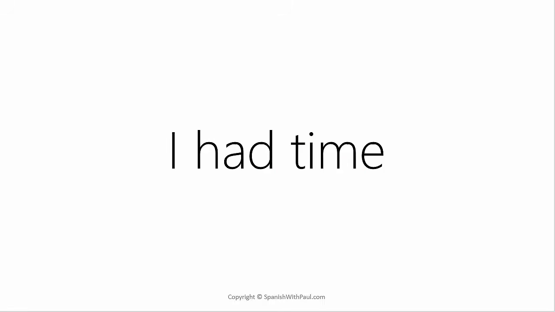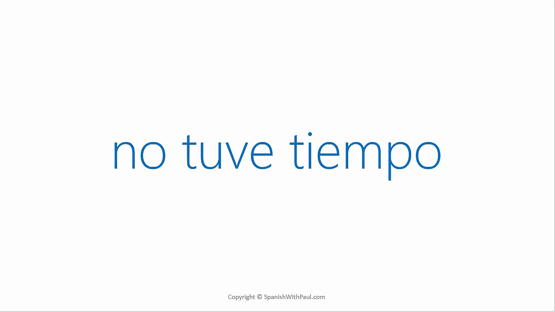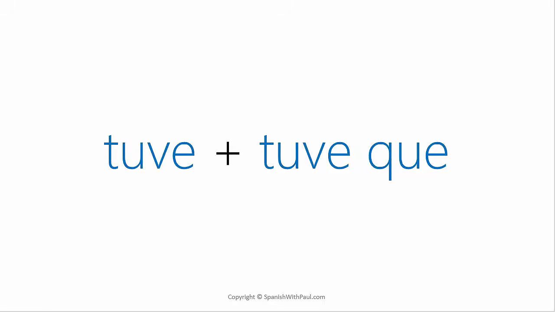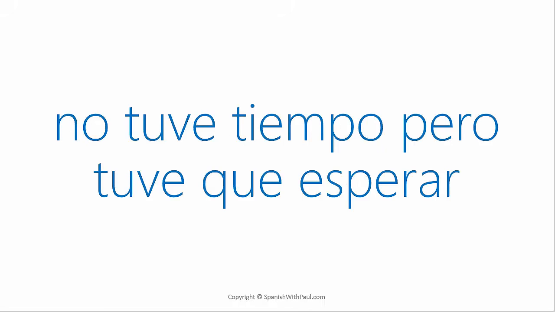How would you say I had time? Tuve tiempo. I didn't have time. No tuve tiempo. We can use both tuve and tuve que in the same sentence. How would you say, I didn't have time, but I had to wait? No tuve tiempo, pero tuve que esperar.